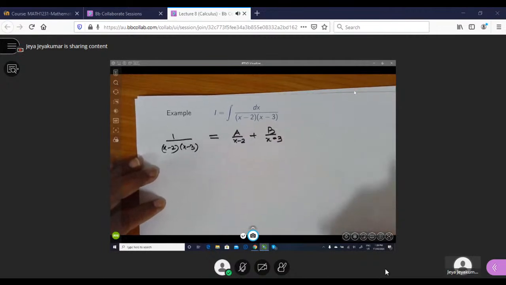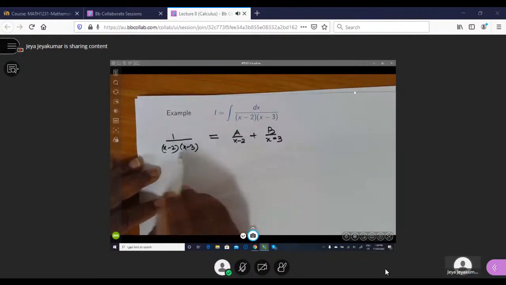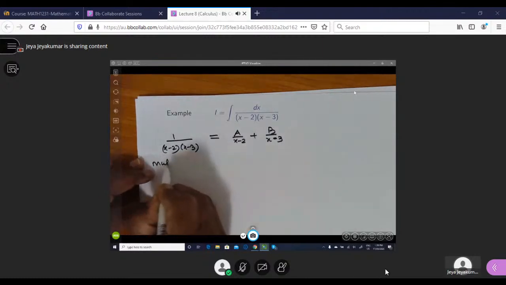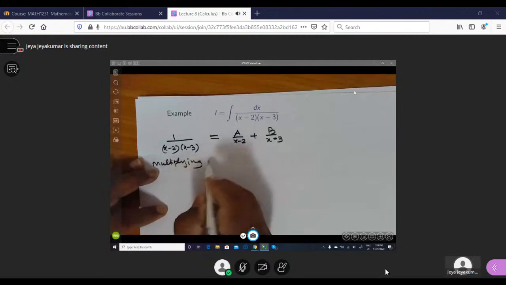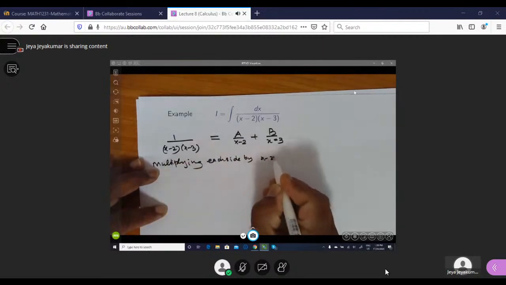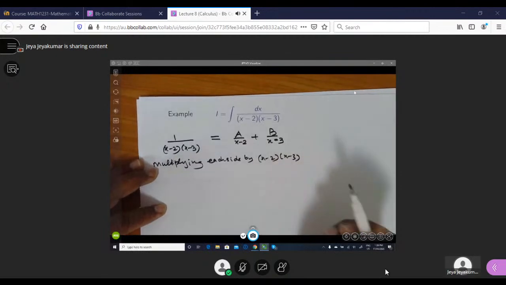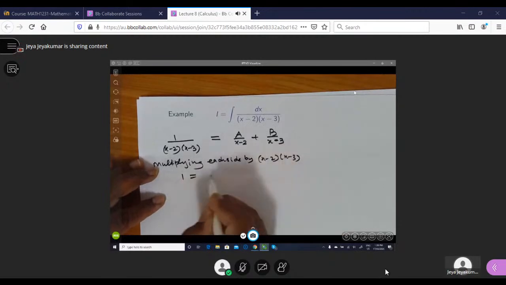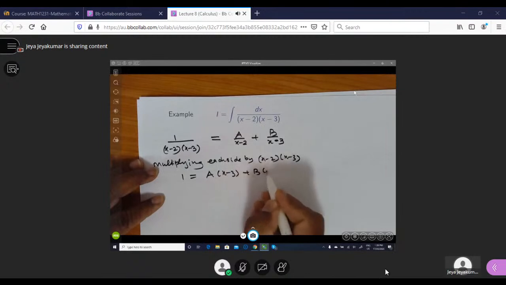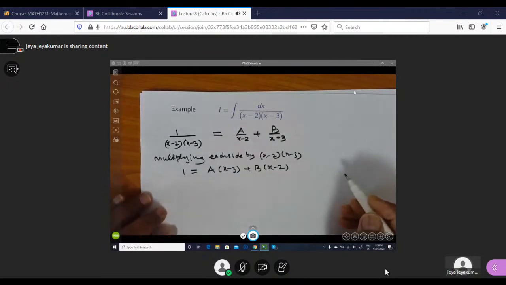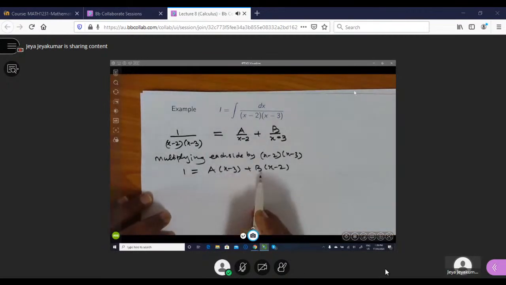So to find A and B, we multiply each side by the denominator so that we can clear all the fractions. It's easier to work with polynomials. So multiplying each side by the denominator here, x minus 2 times x minus 3. Okay, so in this way, you get rid of all the fractions, right? So I get 1 equals A times x minus 3 plus B times x minus 2. Right? We have a polynomial. This is true for every x. Now the question is how do we find A and B, the constants here?